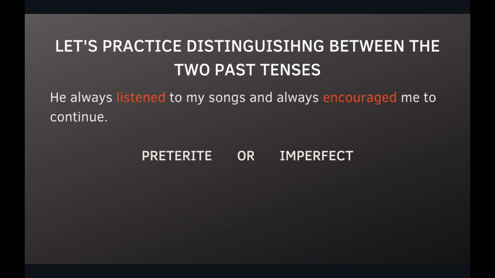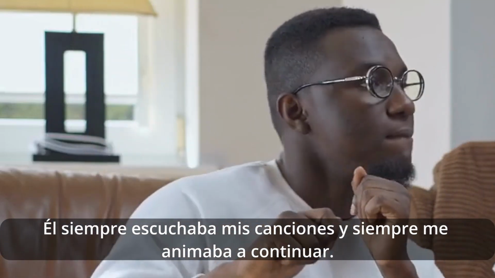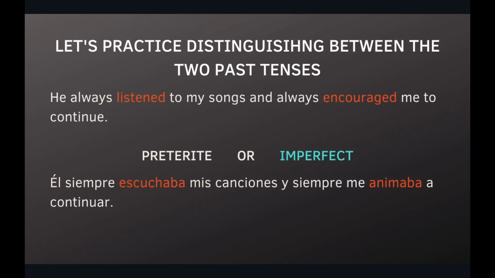He always listened to my songs and always encouraged me to continue. Preterite or imperfect? Hint, we have a trigger word here that appears twice that actually indicates which one we should use. Él siempre escuchaba mis canciones y siempre me animaba a continuar. This is the imperfect. Él siempre, always, escuchaba mis canciones y siempre, always, me animaba a continuar. That always indicates already that this is a continuous event. We automatically know we have to use the imperfect.